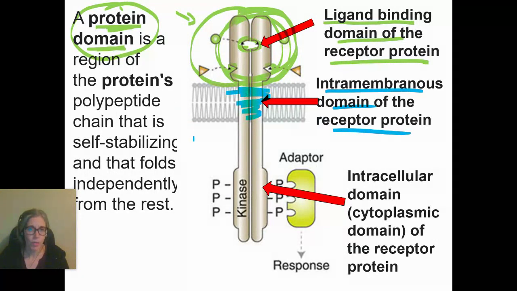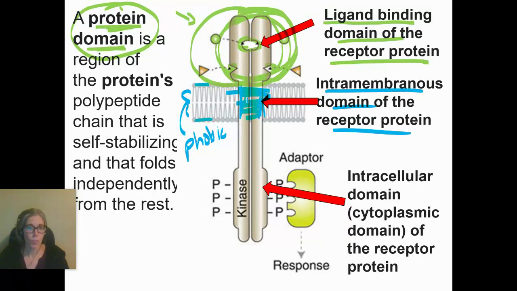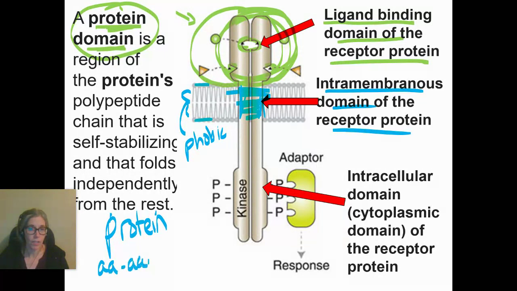And so remember, the cell membrane has hydrophilic parts to it, right? But most of the cell membrane, the inner part of the cell membrane, that's hydrophobic. Those fatty acid tails repel water. And so what you need to remember with this is that the protein itself here, remember the proteins are made out of amino acids, right? A protein is made out of a bunch of amino acids bonded together.